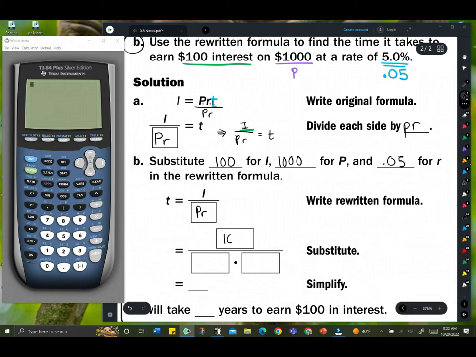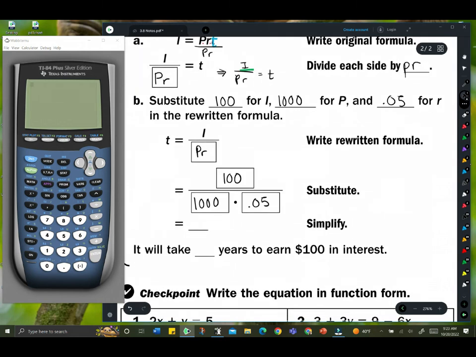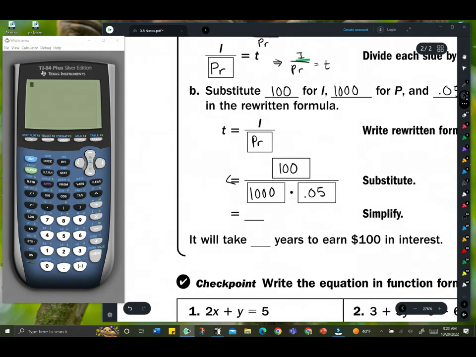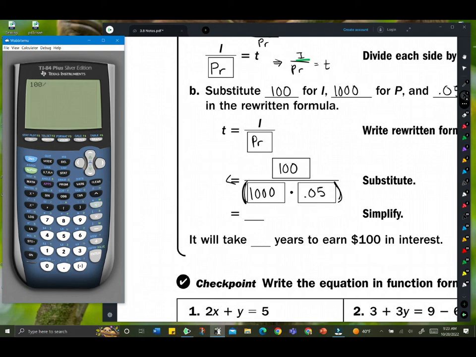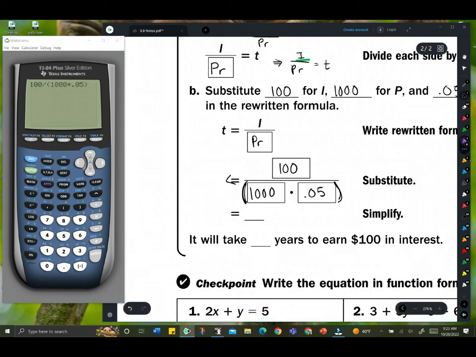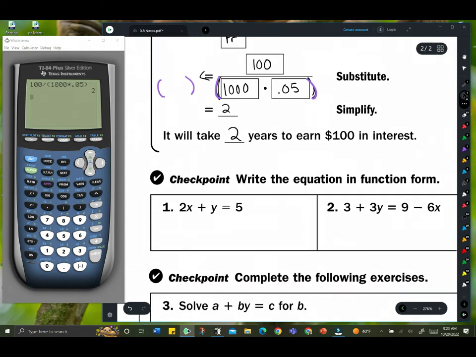Substituting everything in: 100, 1,000, 0.05. Now, when you go to solve this, I'm going to do this over here. Put that entire denominator in parentheses. So notice how I do it in the calculator: 100 divided by parentheses 1,000 times 0.05. Notice in the calculator, parentheses in that denominator. That will get you 2. So it's going to take 2 years to earn $100 in interest.